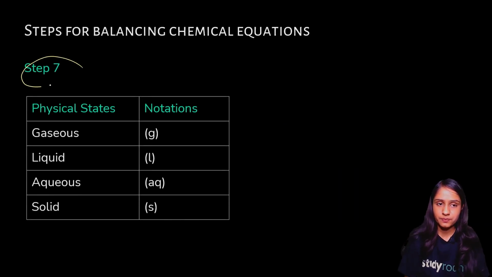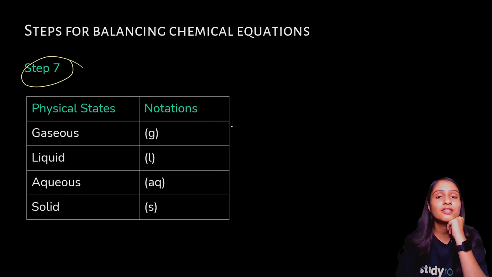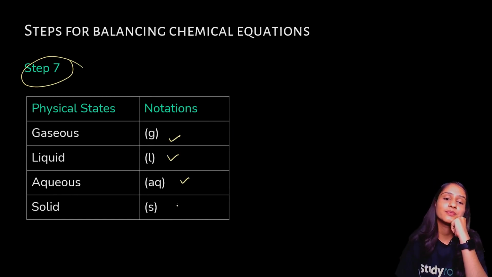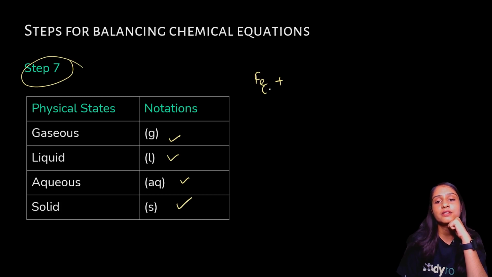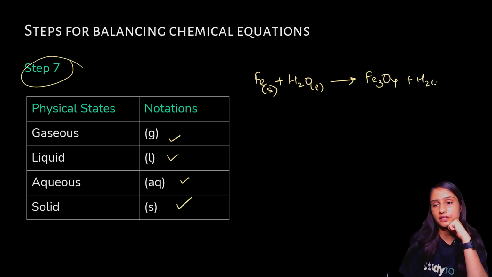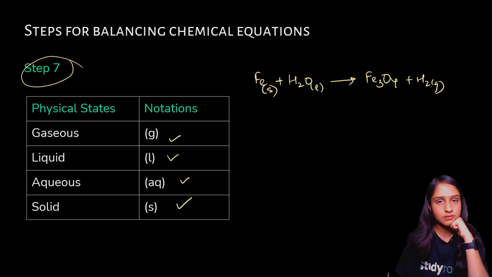Step 7. This was still not a perfectly balanced chemical equation because notations got left. So what are the notations? When you write Fe, the iron is solid, no doubt in it. Okay. H2O is liquid. H2 is gas. Fine. This is also solid.